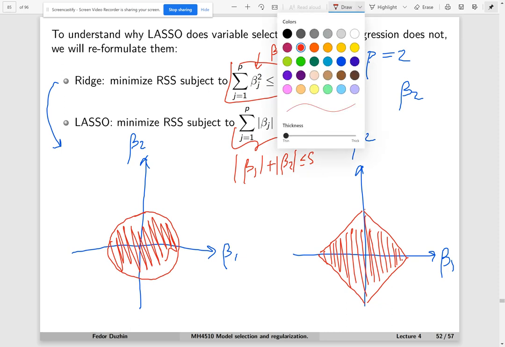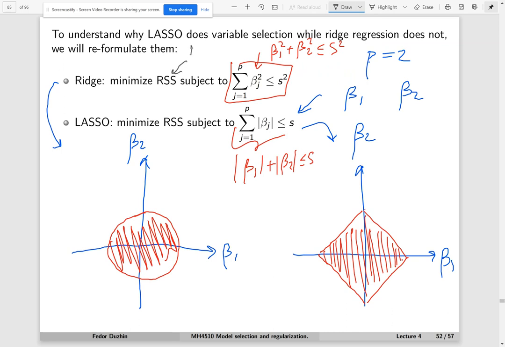Okay, now, further, in both cases, I have my residual sum of squares, right? So I'm going to denote it as L of beta. This is just L, the mean squared error from the linear regression, right? And suppose that the minimum value of this L of beta is beyond these regions for lasso and ridge regression, right? So it's going to be here, let's say. So here is the beta that minimizes my loss function.